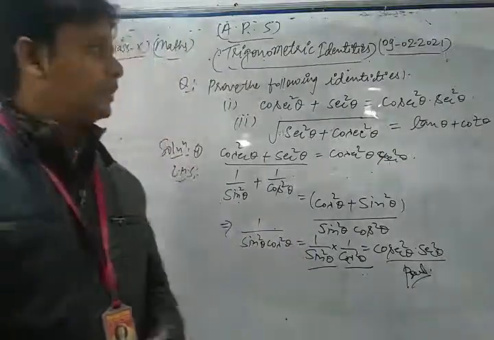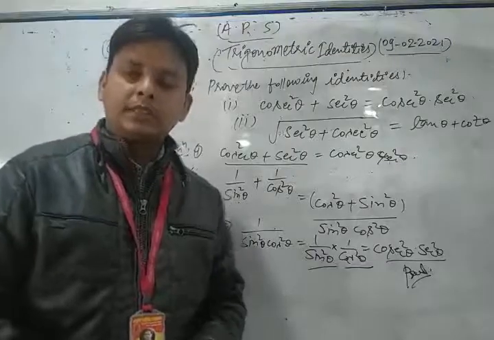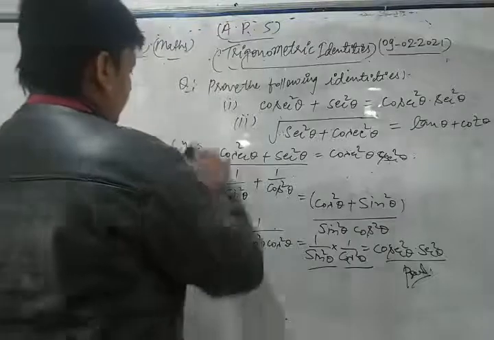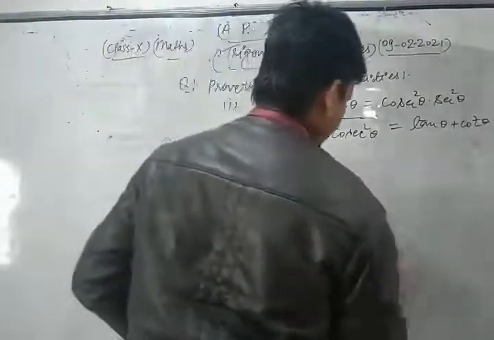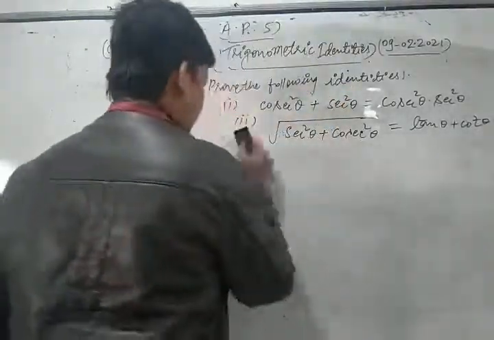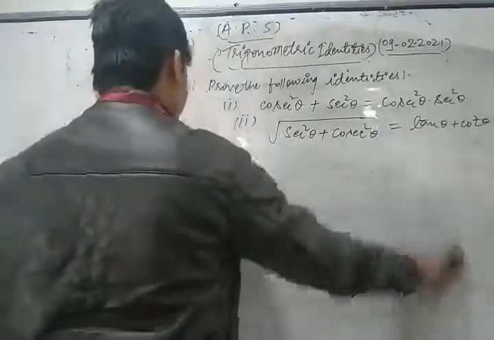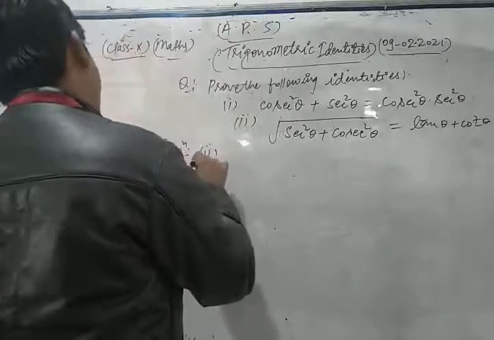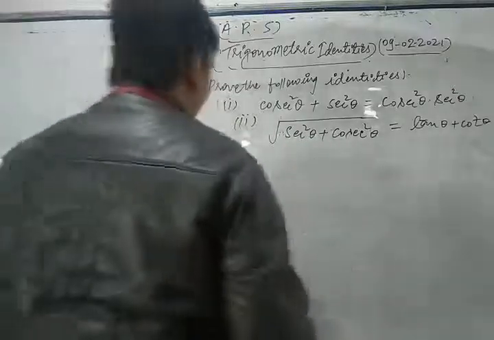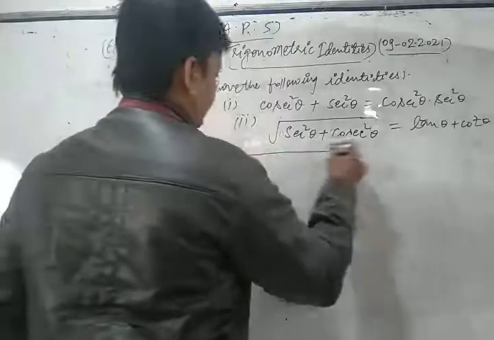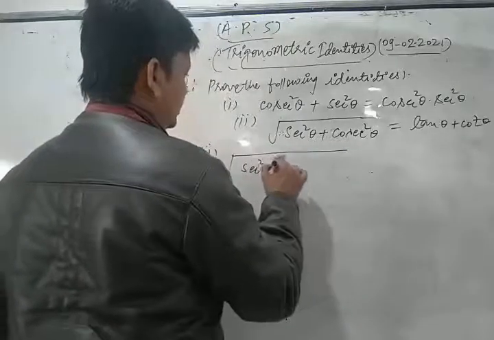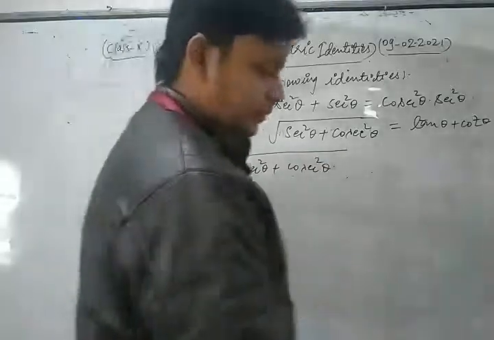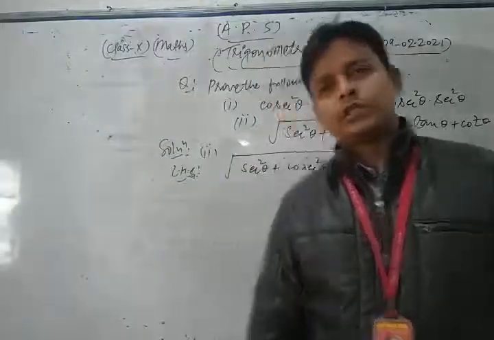Now similarly we take and simplify the second part of this question. Okay, let's see. Now we take and solve the second part of this question. We take the LHS, and LHS is sec square theta plus cosec square theta.